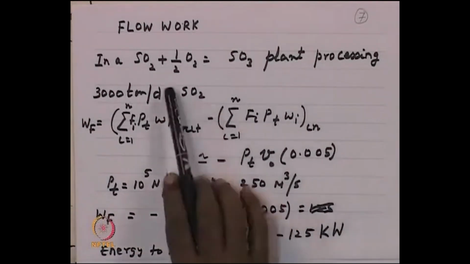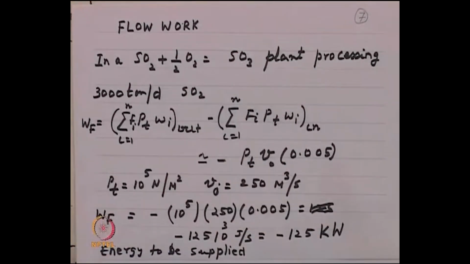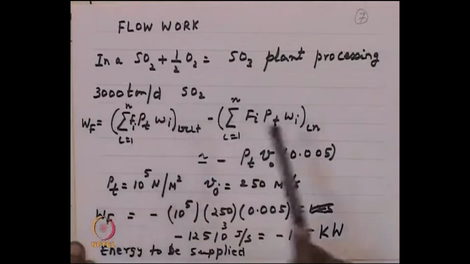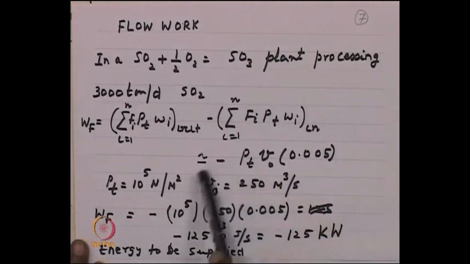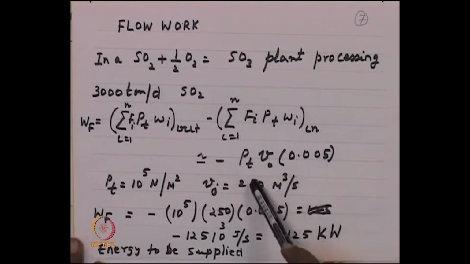So, which is reacting to form sulfur trioxide. So, the numbers look something like this. For the case of this kind of flow, you can calculate all this. I have made some estimates. The flow V naught turns out to be about 250 cubic meters per second, okay. And this flow is measured at the reactor conditions, okay.